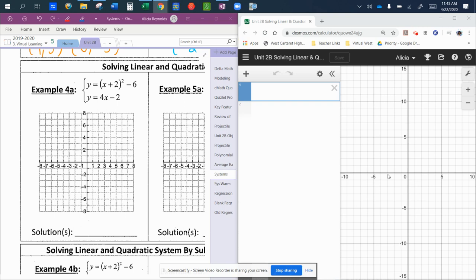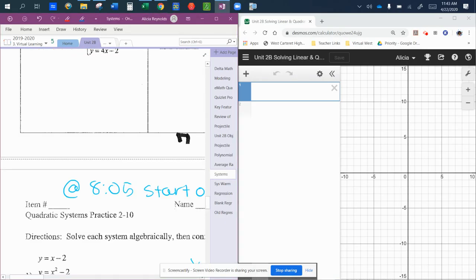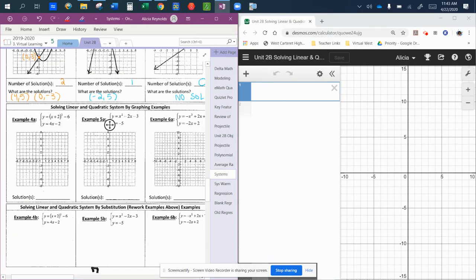Hey Math 2, this is Miss Reynolds continuing to explore solving linear and quadratic systems by graphing. Instead of doing these by hand, we are going to do them in Desmos, and I will have the link to this Desmos graph in the description for this YouTube video.